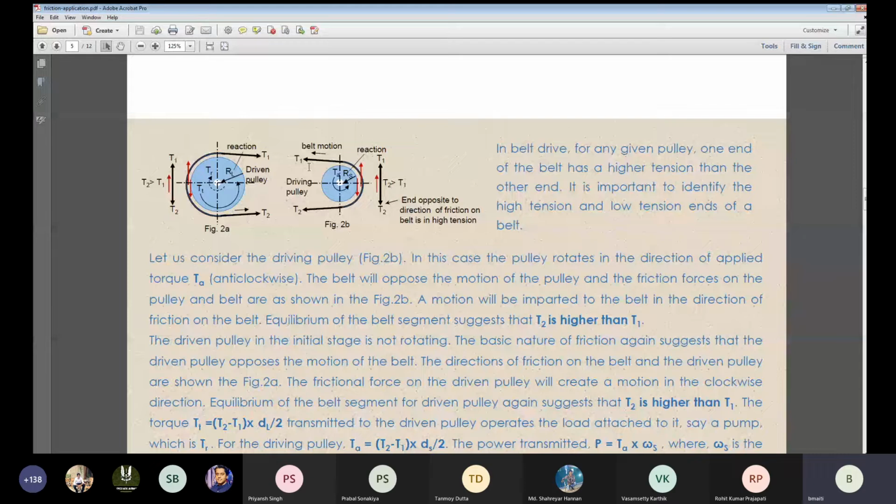T2 minus T1 into R is basically a resisting torque to this particular system, because as I told you, if there is a load, there will be a resistance. That is the way a system works. That means anything you are doing, there is a resistance.